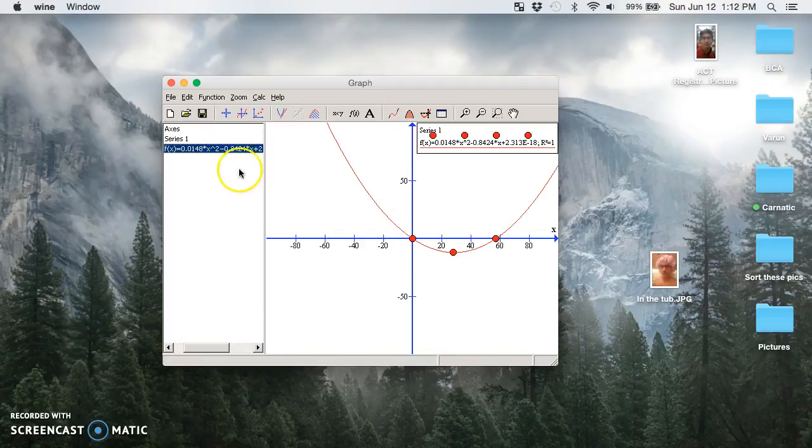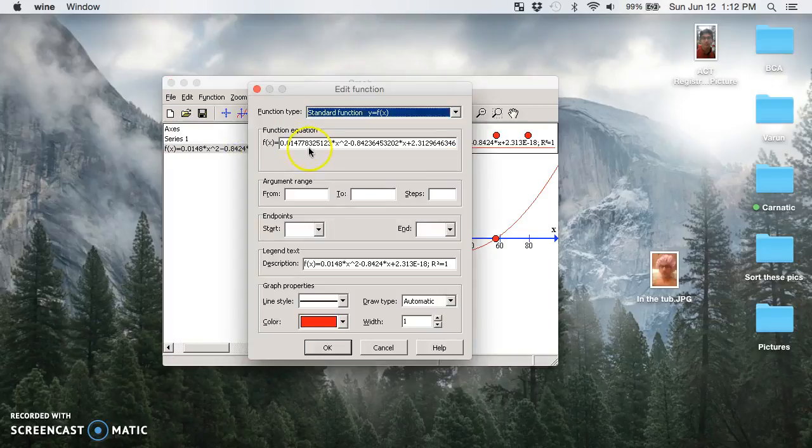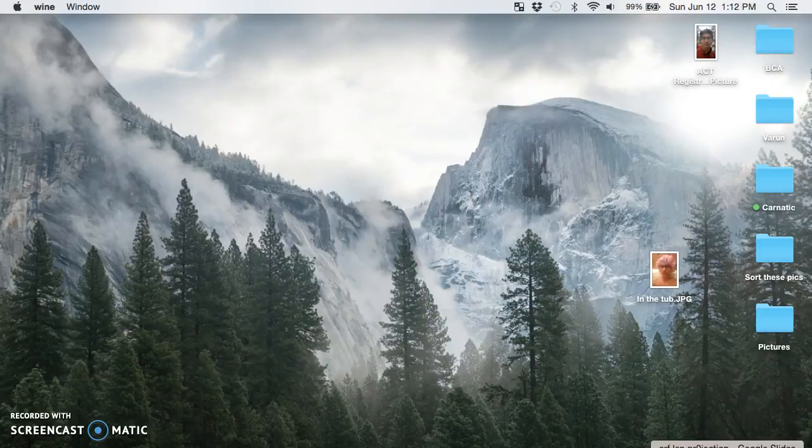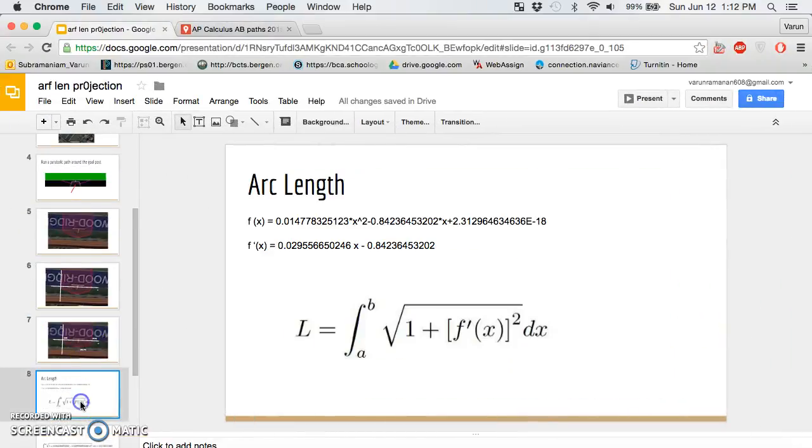So I'm just going to double click here for our equation, and as you can see, this is the function of the equation right here, this long nasty function. So I'm just going to copy that for later use. So now we go back here, and as you can see, we have our function value.